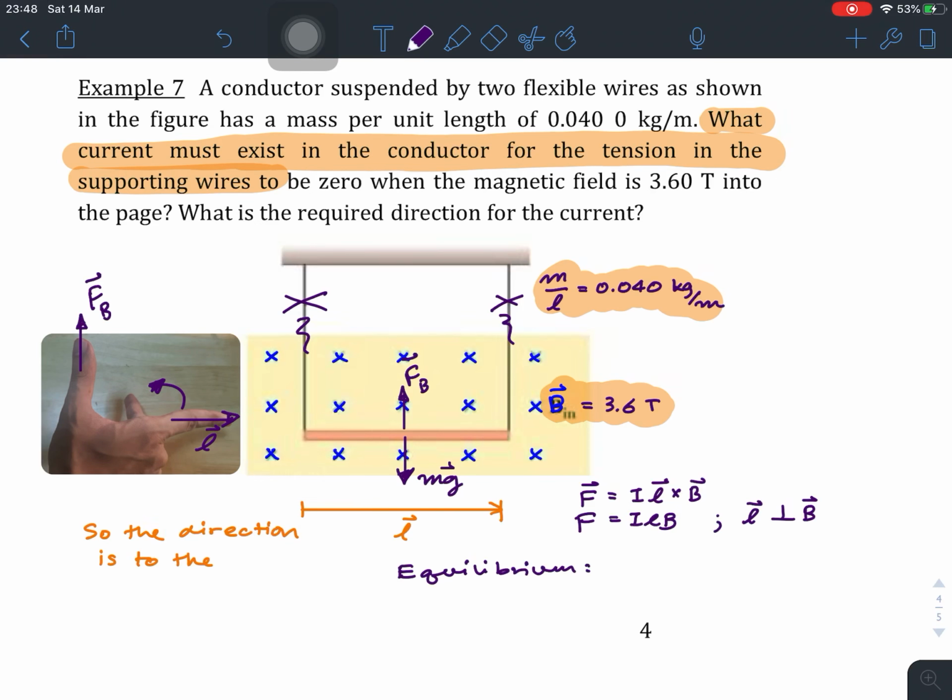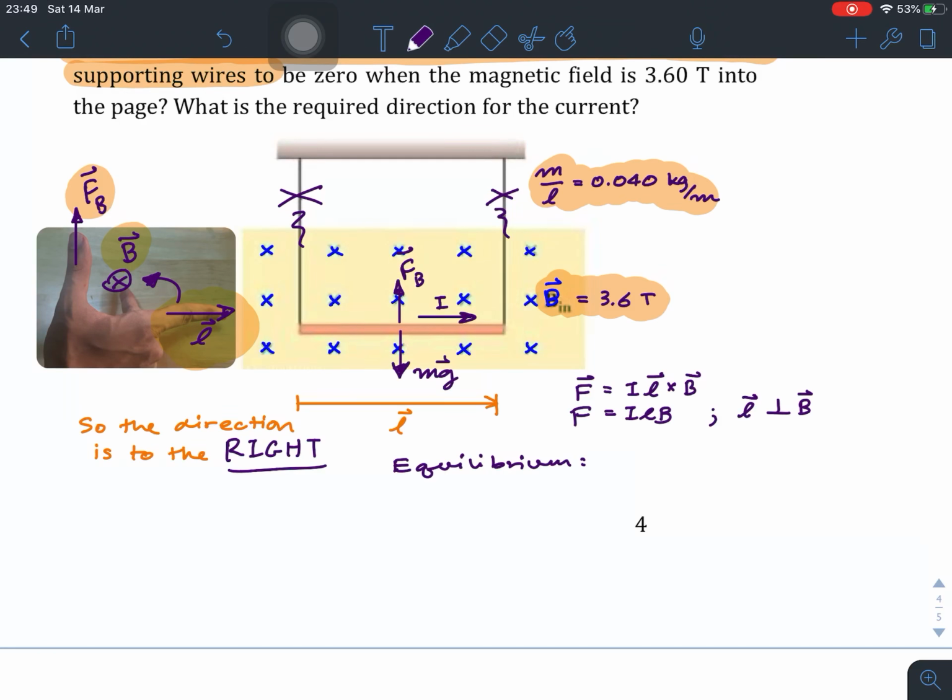And then the B will be the direction of the magnetic field, which is going into the screen. So L, this vector, must have the same direction as the current. We can see from this picture that the current must be in the direction to the right hand side. So that is the answer for the first part. Using the right hand rule, if we know F and if we know B, we can find the direction of the current.